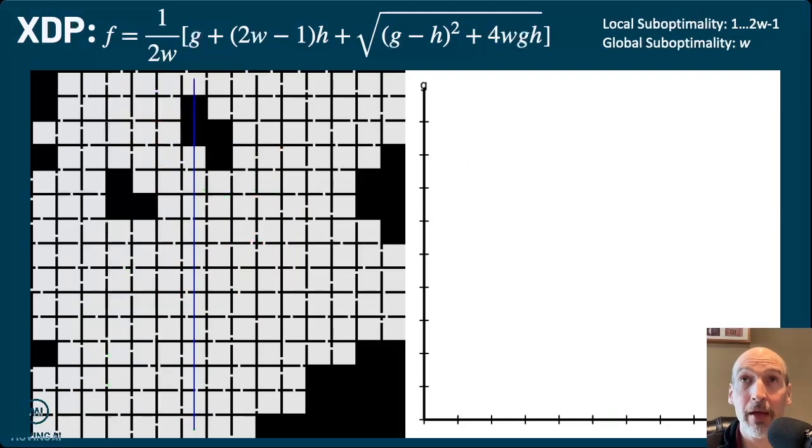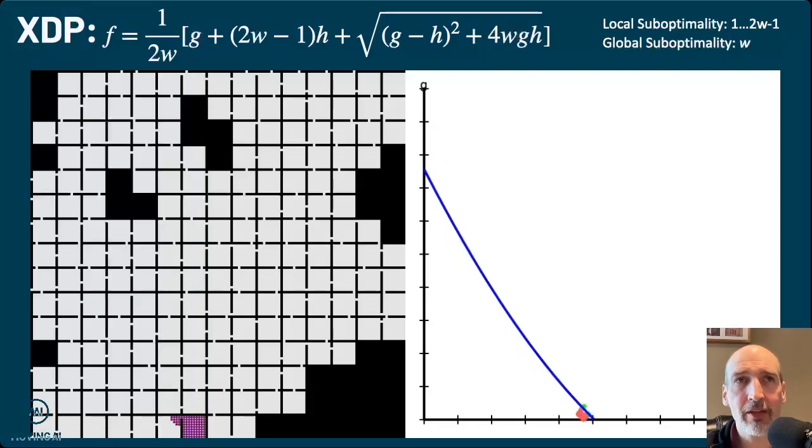In fact, let's go right there. So globally, we're going to have a suboptimality of w. But what we're going to do is run the same problem again, and plot on the left-hand side, instead of the open and closed list, the local suboptimality that we're able to have at this portion of the search. Okay, and this is going to go anywhere from 1, meaning that we have to be optimal, to 2w minus 1, meaning that in that portion of the state space, I can be almost twice suboptimal, so 2w minus 1.